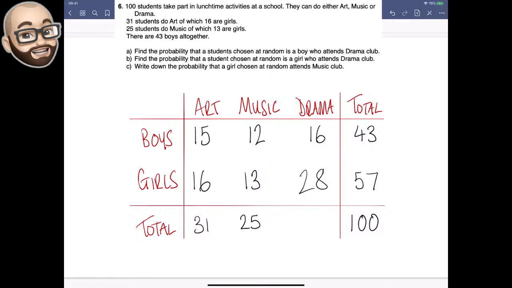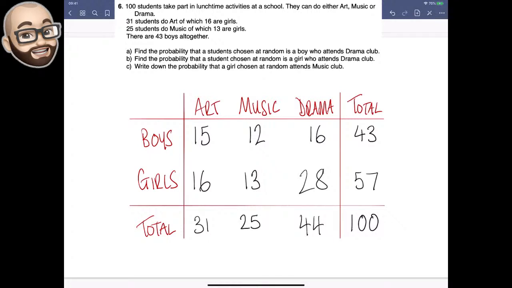And then if we add the dramas up, that's going to get us 44. And we can now check along the bottom. So 31 add 25 is 56. 56 add 44 is 100. So I think my numbers there are fantastic. Okay. Now we can answer parts A, B, and C.